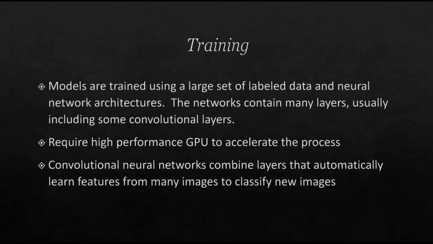Training. Models are trained using a large set of labeled data in a neural network architecture. The network contains many layers, usually including some convolutional layers. It requires a high performance GPU to accelerate the process. Convolutional neural networks combine layers that automatically learn features from many images to classify new images.